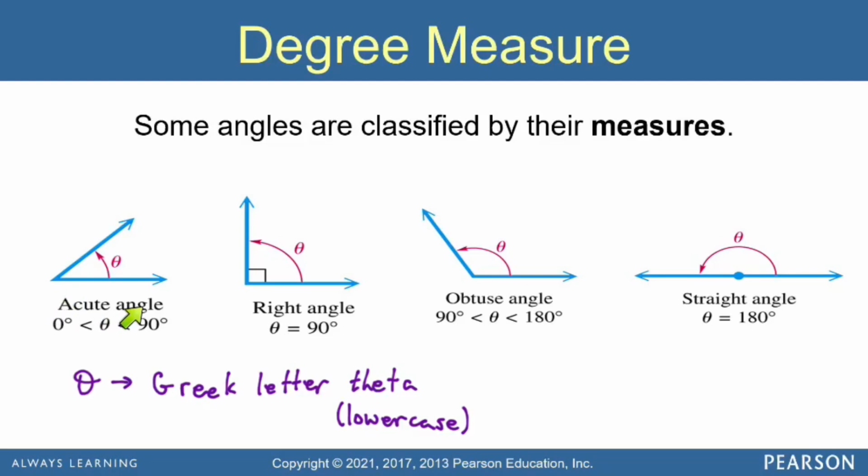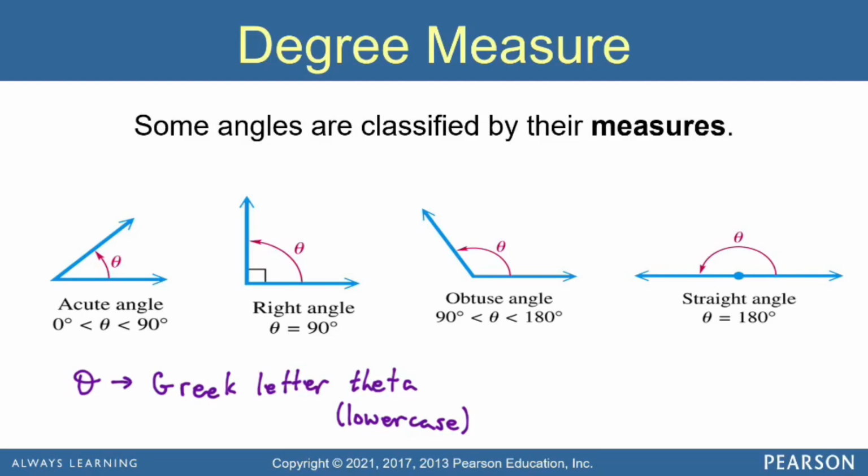But as you can see, an acute angle has a measurement between 0 degrees and 90 degrees, not equal to 0 degrees or 90 degrees, but between them. A right angle has a measurement exactly equal to 90 degrees. An obtuse angle has a measurement between 90 degrees and 180 degrees. Again, not equal to either one, but between them. And a straight angle has a measurement exactly equal to 180 degrees. And you can see why. Because the initial side and the terminal side form a straight line if the angle is 180 degrees.